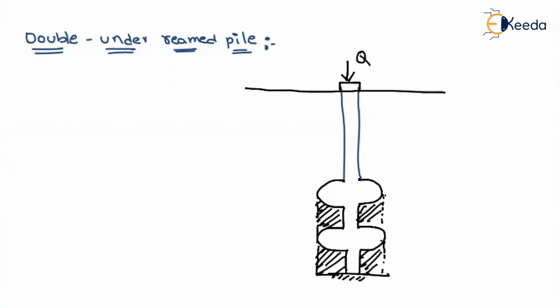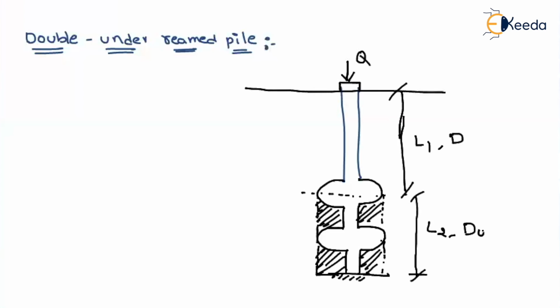That means up to this level we have the pile with a diameter of capital D. After this, the entire part will behave like a pile having a diameter capital DU. So up to this level, let us consider the length of the pile as L1. Then after this, consider the length of the pile as L2. In the portion L1, the diameter of the pile is capital D. In the portion L2, the diameter of the pile is the diameter of the under-reamed bulb, represented by DU.